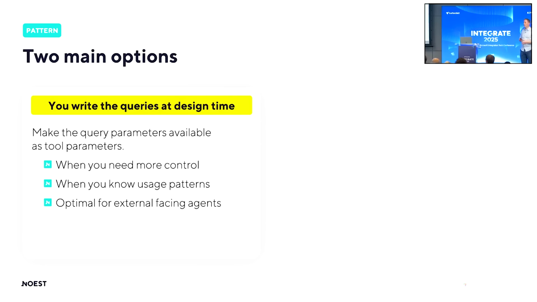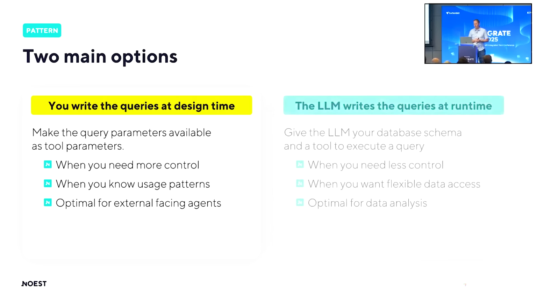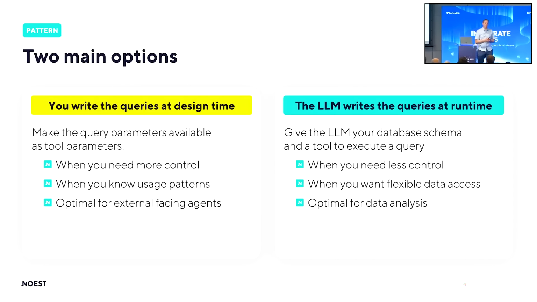There are actually two main options. Either you write the query yourself at design time, and then you make some of the properties or the parameters configurable for the agent to fill in. Or you let the LLM write the queries at runtime. And in that case, you need to give it your schema, your SQL database schema, for example, or your GraphQL definition. And then you let the LLM write its own queries.